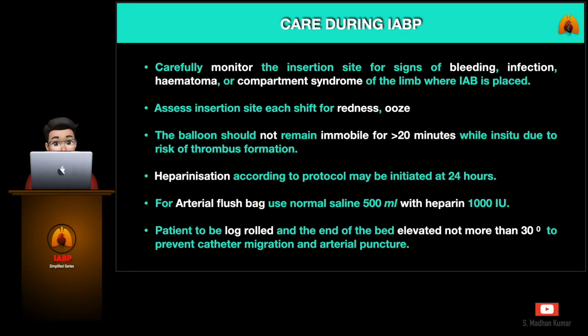For arterial flush bag, use normal saline 500 ml with heparin 1000 international units. Patient to be log rolled and the head end of the bed elevated not more than 30 degrees to prevent catheter migration or kink and arterial puncture.